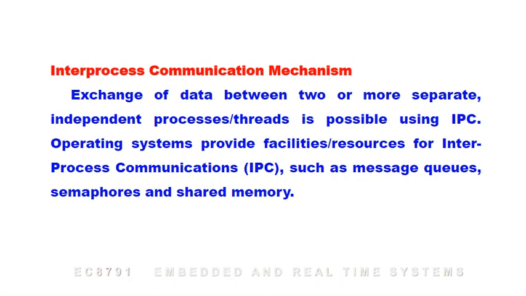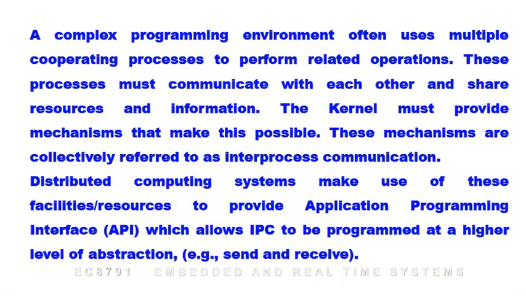Operating systems provide facilities or resources for interprocess communication, such as message queues, semaphores and shared memory. A complex programming environment often uses multiple cooperating processes to perform related operations. These processes must communicate with each other and share resources and information. The kernel must provide mechanisms that make this possible. These mechanisms are collectively referred to as interprocess communication.